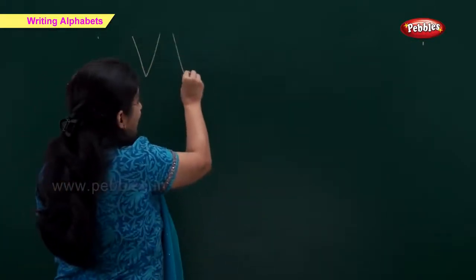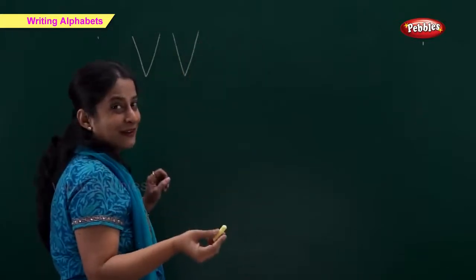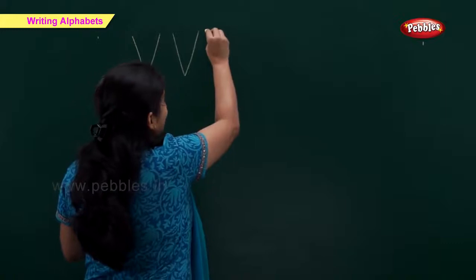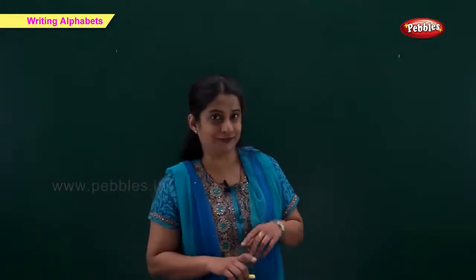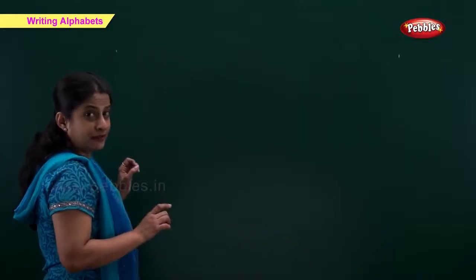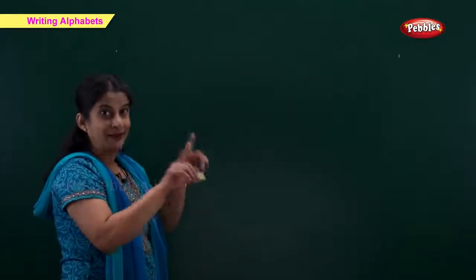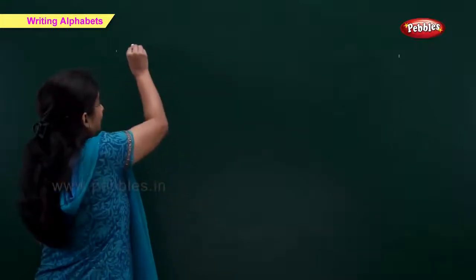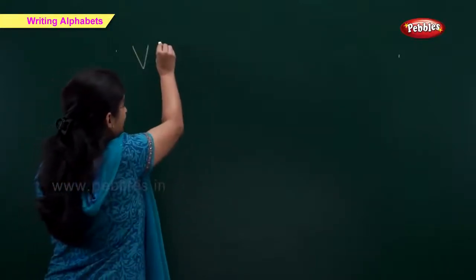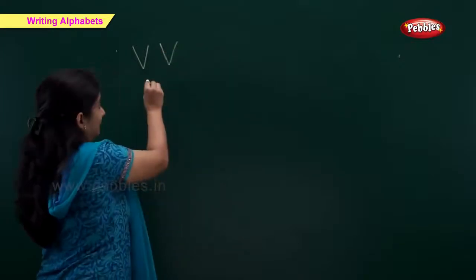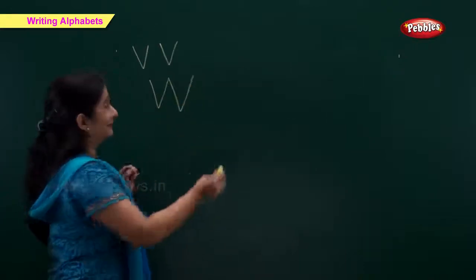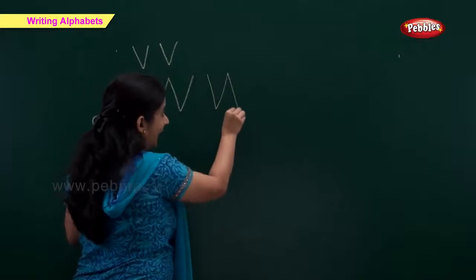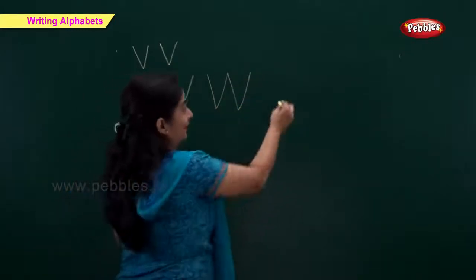A cross line, another cross line makes what? V. A cross line, another cross line is V. Now it's time to write W. You know, children, when we join two V's together, it makes a W. This is one V, this is another V. Now we'll join both the V's and we get W. V and V, W. Isn't it a magic?